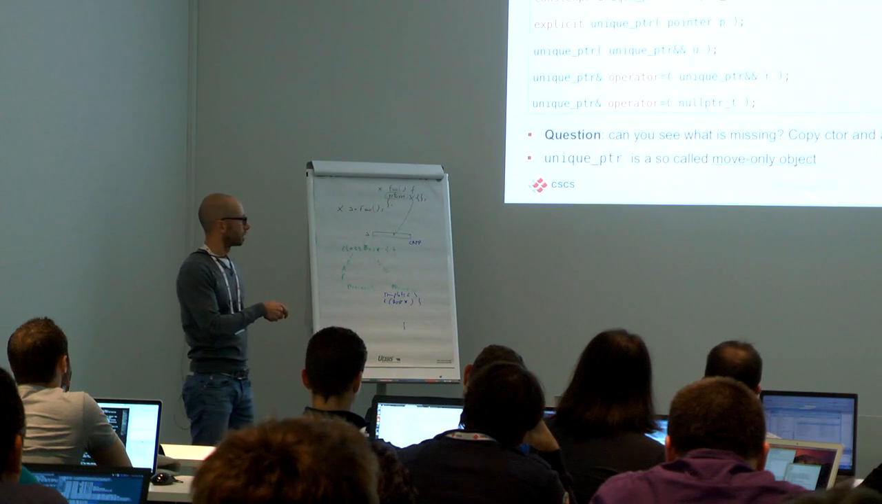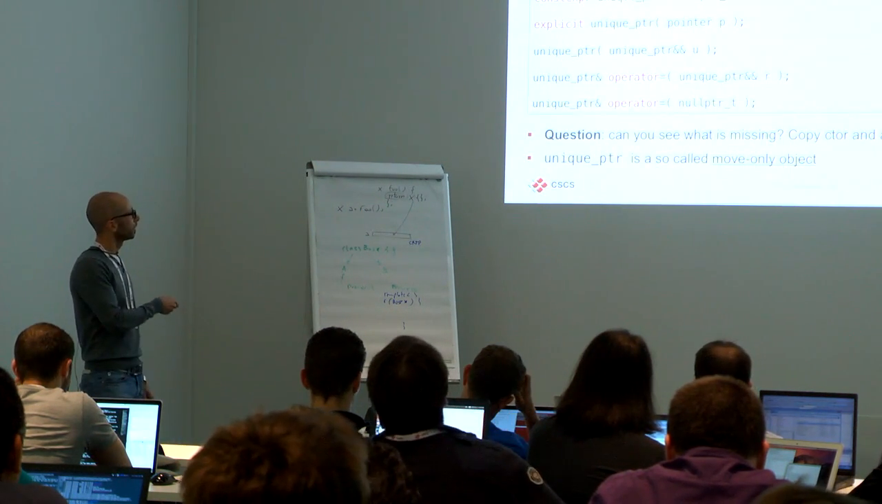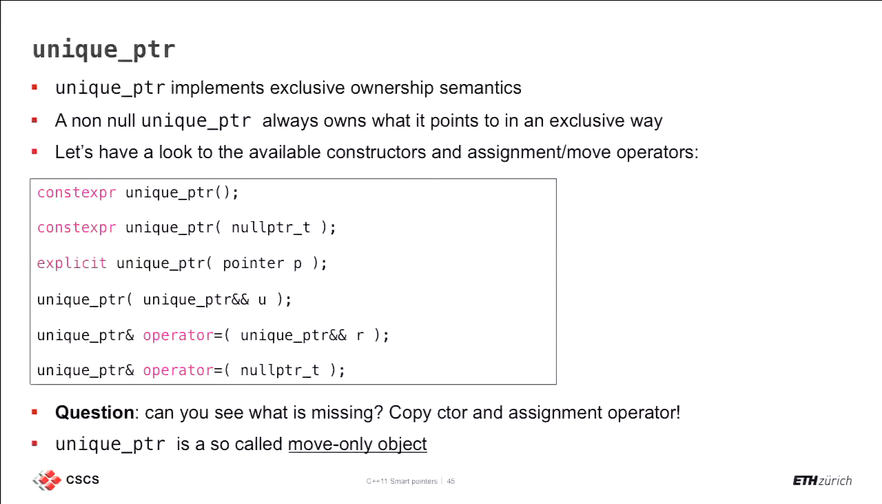So yes, what is missing is, of course, the copy constructor and assignment operator, because unique pointer is a so-called move-only object. So you can just move the resource, which is in this case always the pointed memory allocation. You can only move this resource from one pointer instance to another one. You cannot have two unique pointers that are pointing to the same memory location.